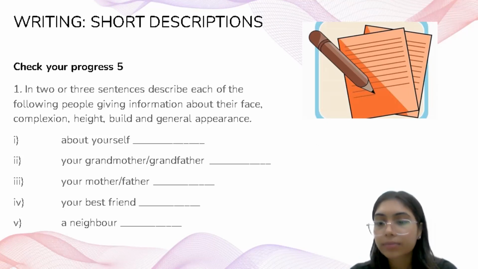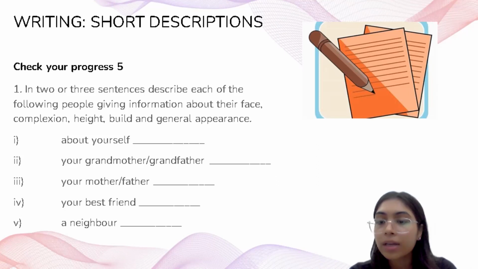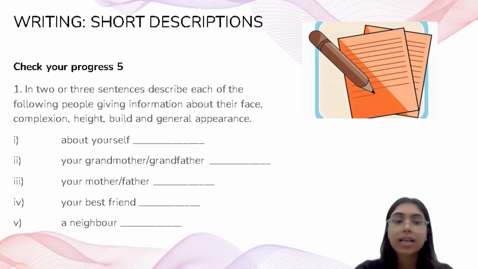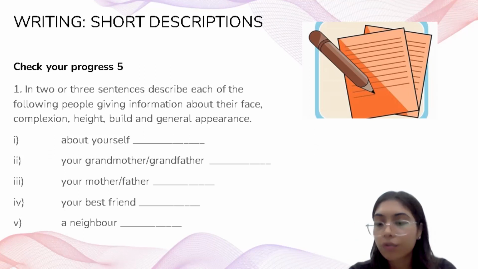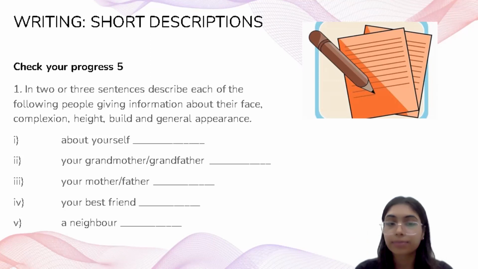Number two, your grandmother and grandfather. Think of it. I'm giving just a random example now. My grandmother was of medium height, and when I knew her, she was rather plump. She had a wheatish complexion and was quite beautiful. So this is how I describe. Number three, your mother or father. So let's discuss about father. My father was a tall man, rather overweight, but had quite an attractive personality. He had a round face and straight, very straight hair.